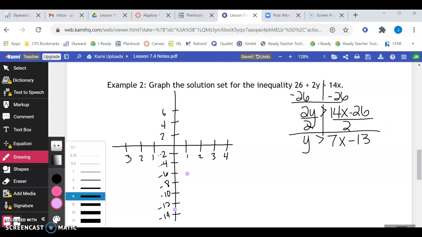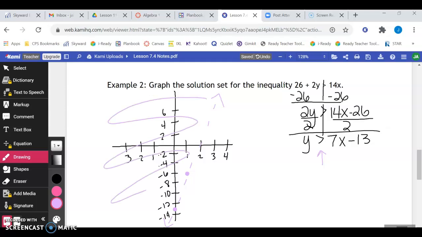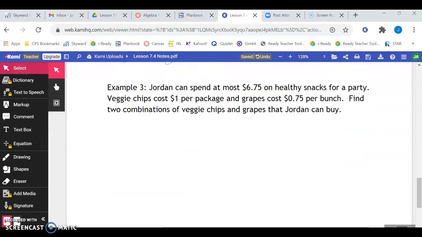And then we have to decide whether our line is solid or dotted. Looking at our inequality symbol here, it's not underlined, so we're not including the points on it. So we're going to make our line dotted. And y is greater, so we're going to shade above the line. If you were to sit on that line, you would sit on this side here. So that is our graph for that one.